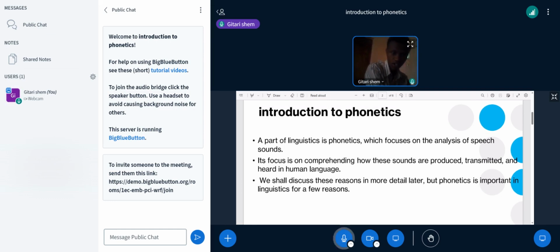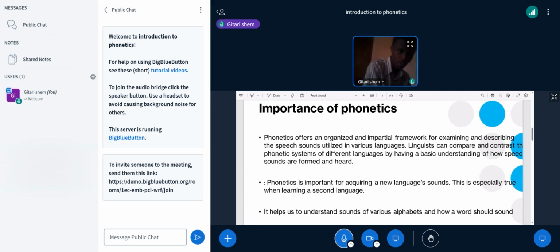Introduction to Phonetics. A part of linguistics is phonetics, which focuses on the analysis of speech sound. Its focus is on comprehending how these sounds are produced, transmitted, and heard in human language. We shall discuss these reasons in more detail later, but phonetics is important in linguistics for a few reasons.